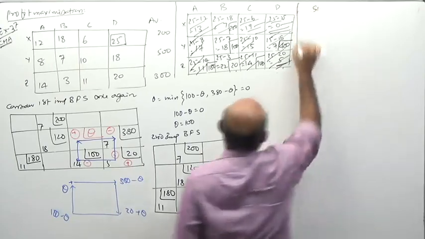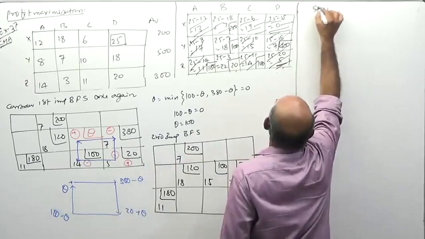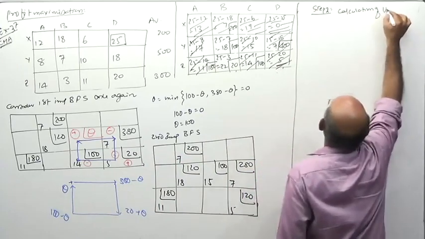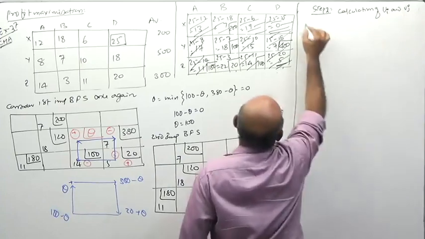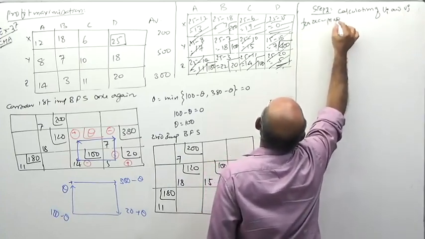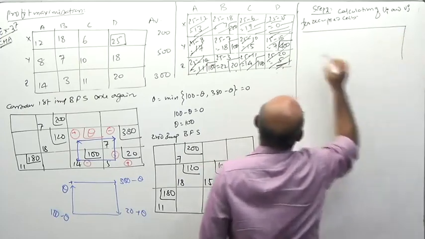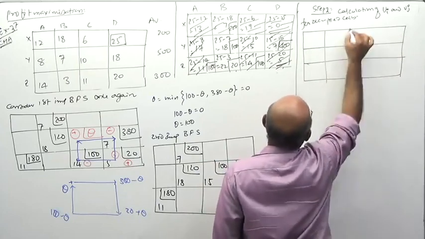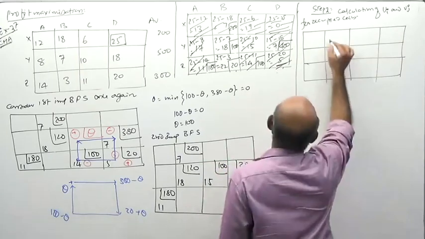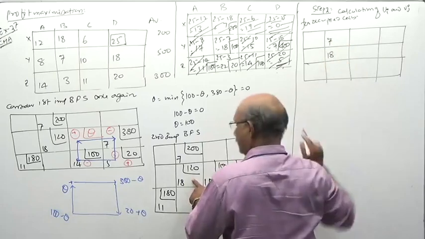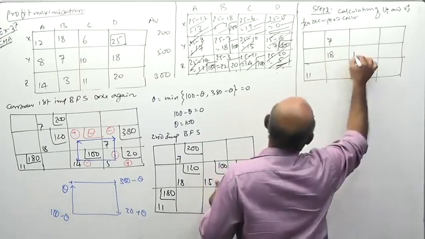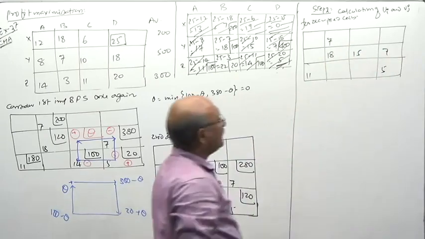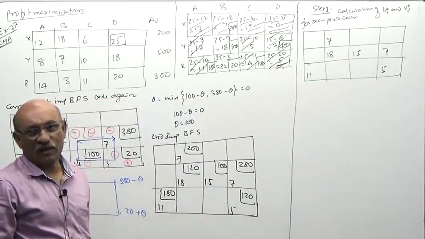So, step 1. That is step 2 you can say. Calculation of Ui and Vj for occupied cells. 7 rupees, 18 rupees, 11 rupees, 15 rupees, 7 rupees, 5 rupees. 6 occupied cells are required. 6 occupied cells we have.